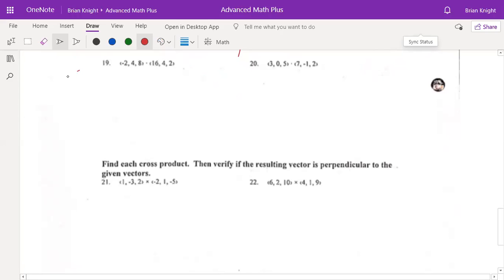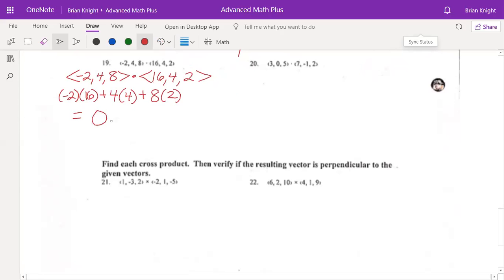19, we got negative 2, 4, 8 dots with 16, 4, and 2. So, same type problem, just how many dimensions now? 3 dimensions, but you work it the same way. So negative 2 times 16 plus 4 times 4 plus 8 times 2. That all equals 0. So these are perpendicular vectors.